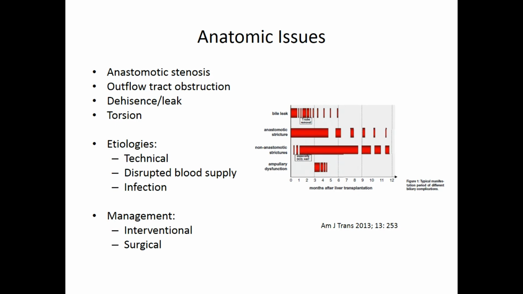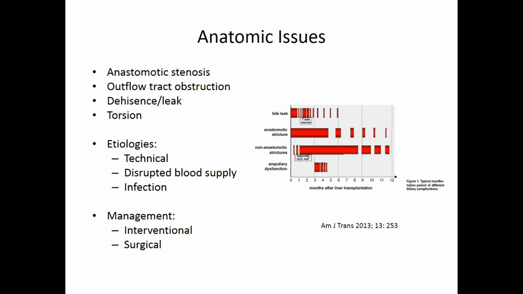Anatomic complications that are seen in solid organ transplantation include anastomotic stenoses, outflow tract obstruction, dehiscence or leakage, and torsion. In the figure, you can see the time frame after liver transplantation for some of these complications. The earliest complication is bile leak, which is associated with an anastomotic breakdown, and anastomotic stricture. Slightly later, non-anastomotic strictures can also be seen. And finally, the latest complication is ampullary dysfunction. Each of these abnormalities can be extrapolated to other solid organ transplant recipients. And you can also see that each of these abnormalities can occur a number of months post-transplantation.